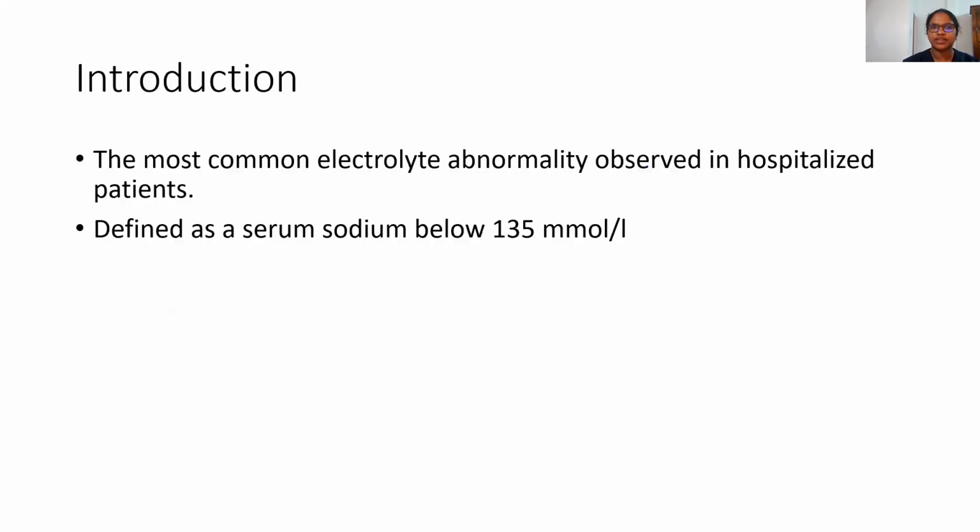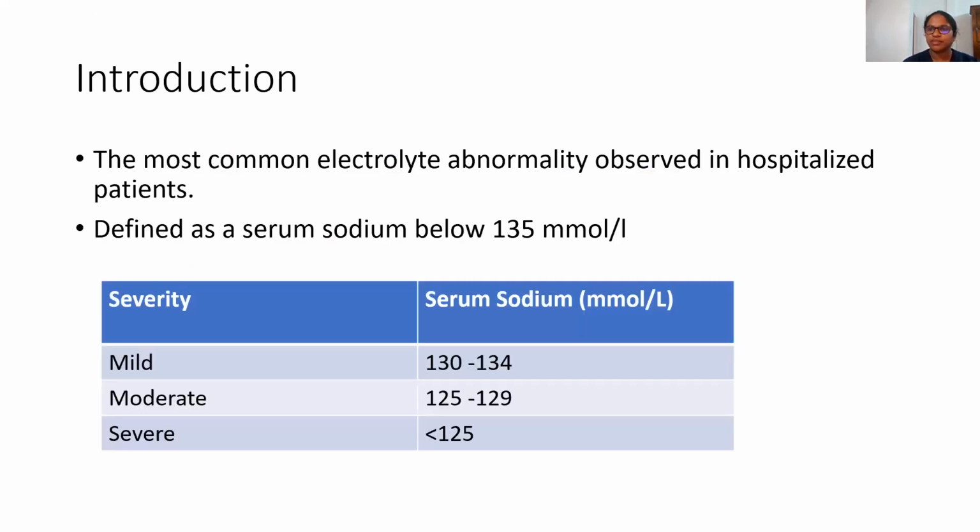So, as you all know, the most common electrolyte abnormality observed in hospital patients is hyponatremia. It is defined as a serum sodium level below 135. So we call it mild when it is between 130 to 134. We call it moderate when it is 125 to 129. And we call it severe when it is less than 125.